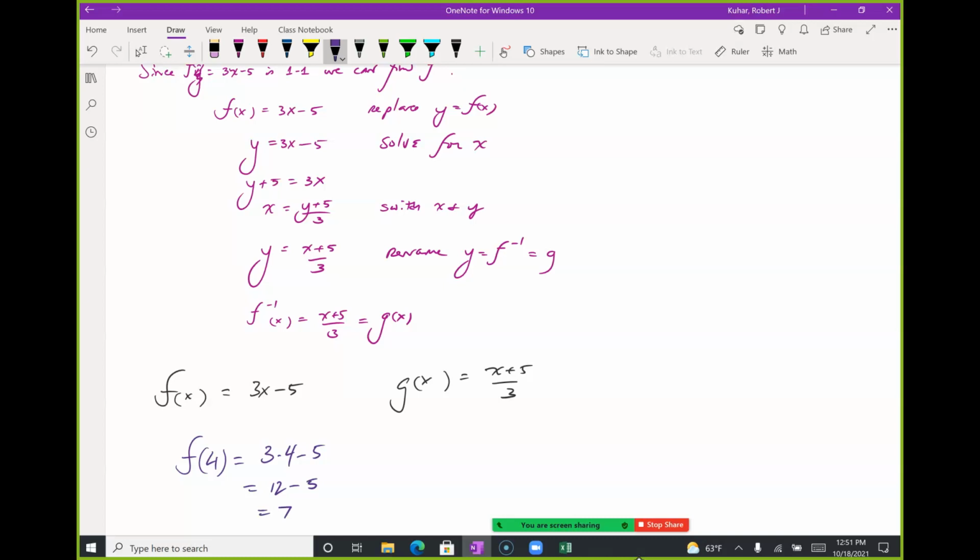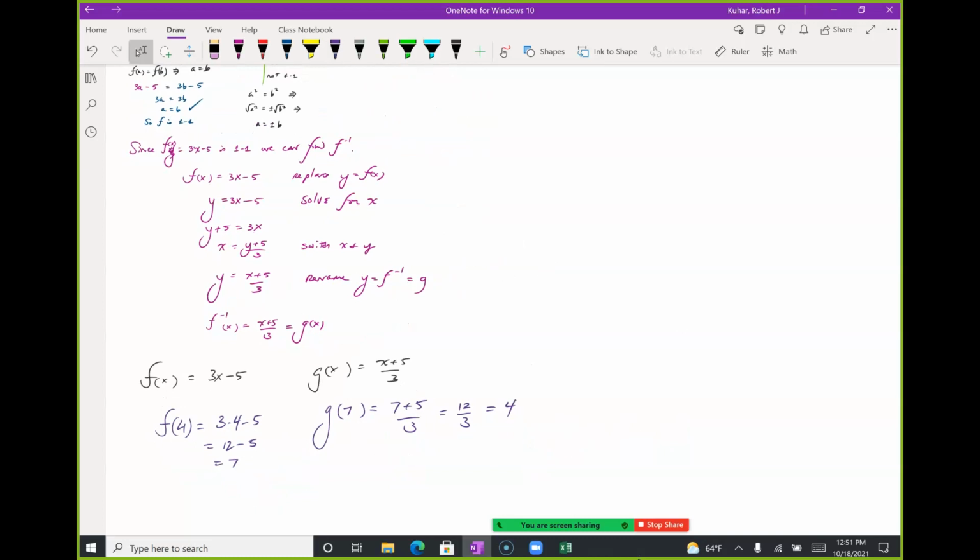What I want to do now is take that output and put that into g and see what happens. So g of 7 is 7 plus 5 all over 3. That's 12 over 3, and that's 4. So you see my machines undid each other. We don't say opposite, right? We say inverse.